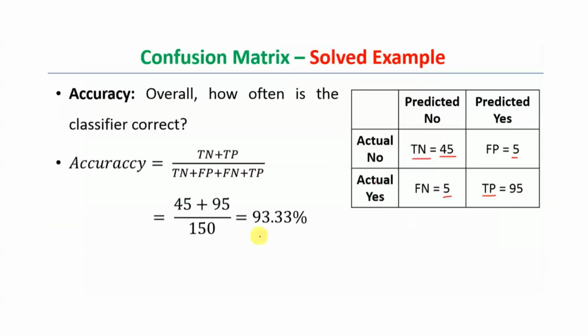Now, the very first one is accuracy. We know that accuracy is given by the number of correct values divided by the total number of values, that is true positive plus true negative divided by all these things. So we got the accuracy of 93.33%. That is, it is 93% accurate in classifying actual as actual, predicted as predicted. If you get above 90%, our model is a good model.